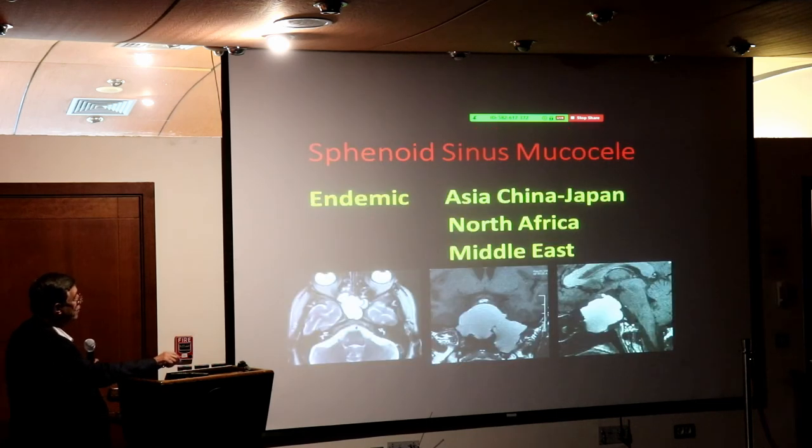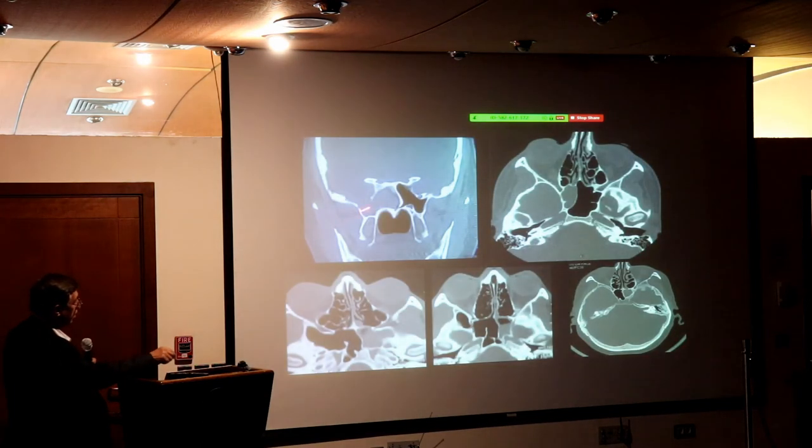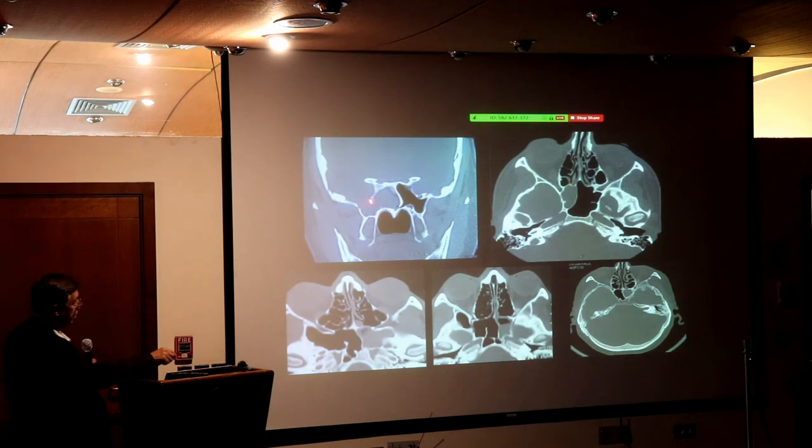Which countries are famous for the sphenoid sinus mucocele? Asia in general, China, Japan, North Africa, and the Middle East. Look at the patterns of this mucocele of the sphenoid sinus. Look at this one. They can get really extensive. Look at here, the destruction of the walls.